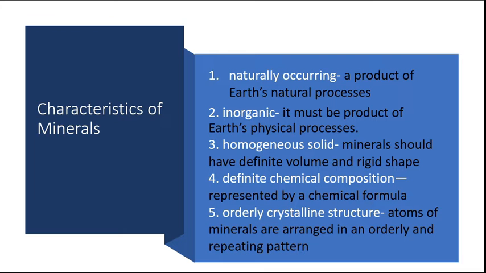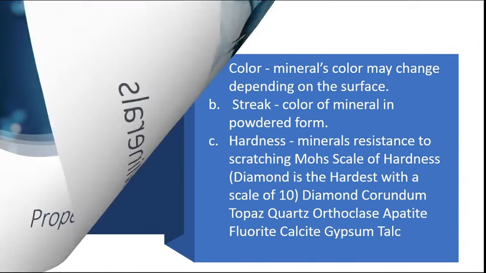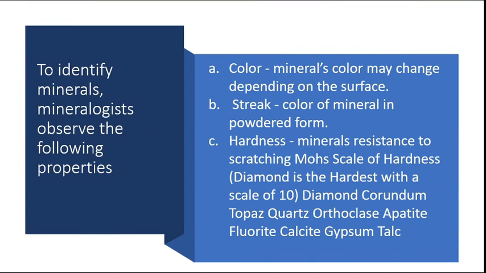3. Homogeneous, solid minerals should have definite volume and rigid shape. 4. Definite chemical composition represented by a chemical formula. 5. Orderly crystalline structure, atoms of minerals are arranged in an orderly and repeating pattern. Properties of minerals. To identify minerals, mineralogists observe the following properties.